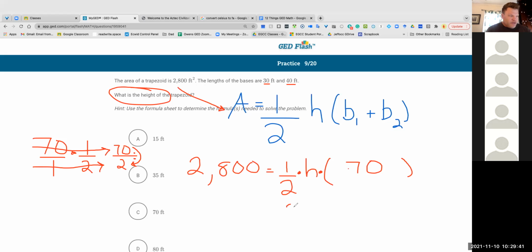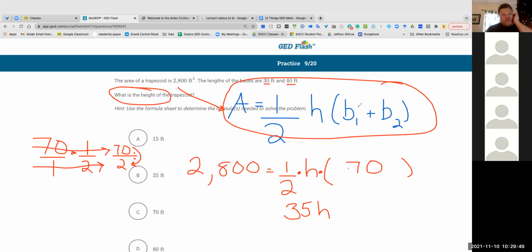So what we have left is 35 times h. This looks complicated, but really it's just adding these two together and dividing by 2, which means taking an average of the bases and then multiplying it by height. So anyway, I'm going to flop over the answer over here just because I feel like I'm in charge of math every time I do that.